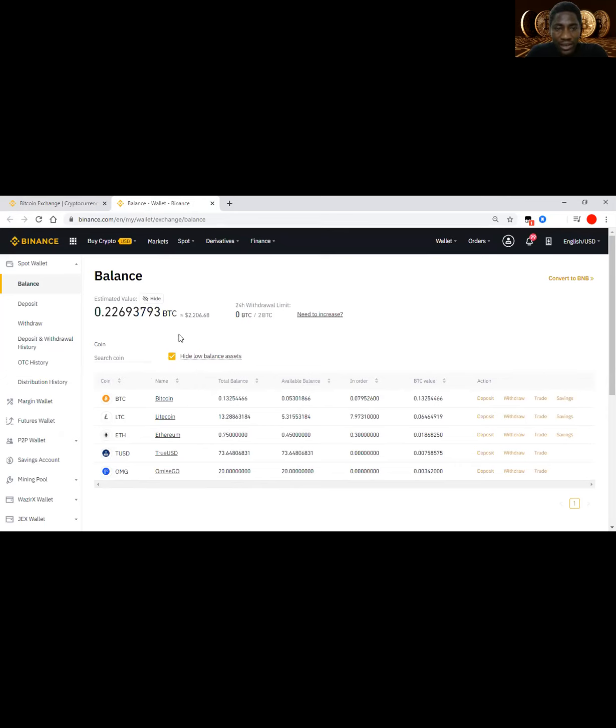So the current value of all these coins put together in Bitcoin is 0.22693793 Bitcoin. In dollars, that's $2,206, with 68 cents.